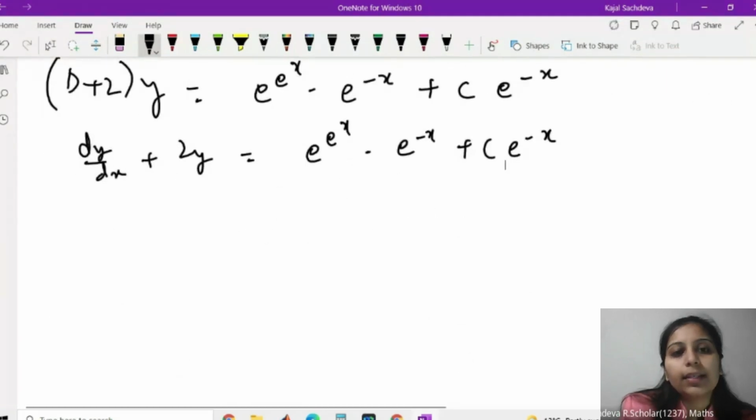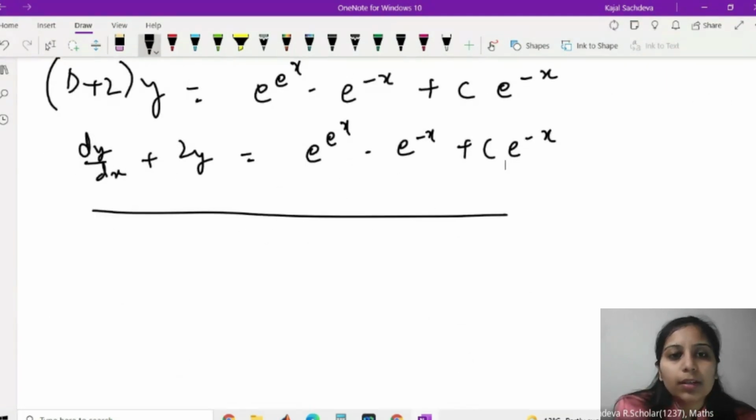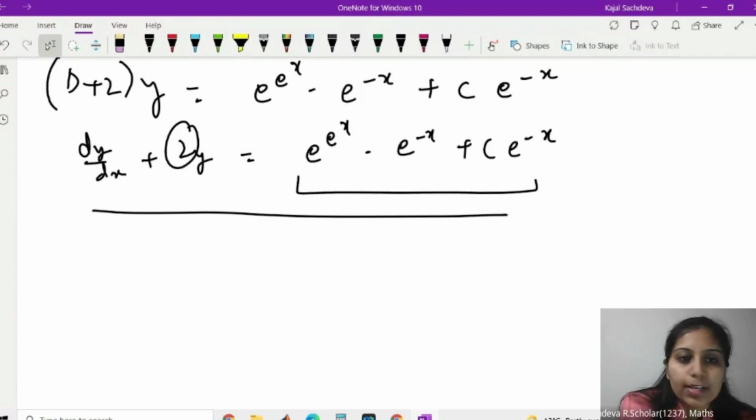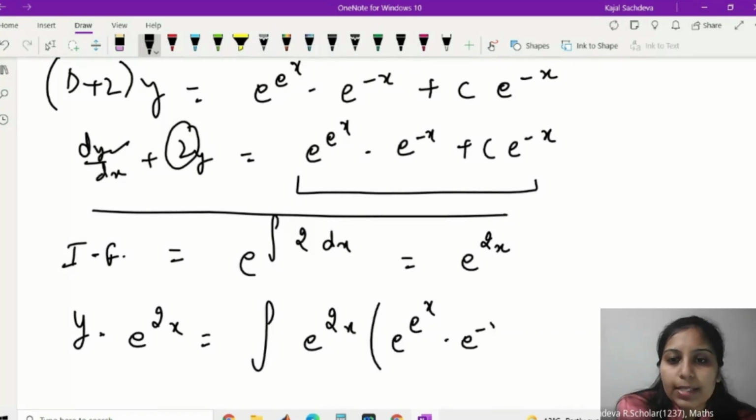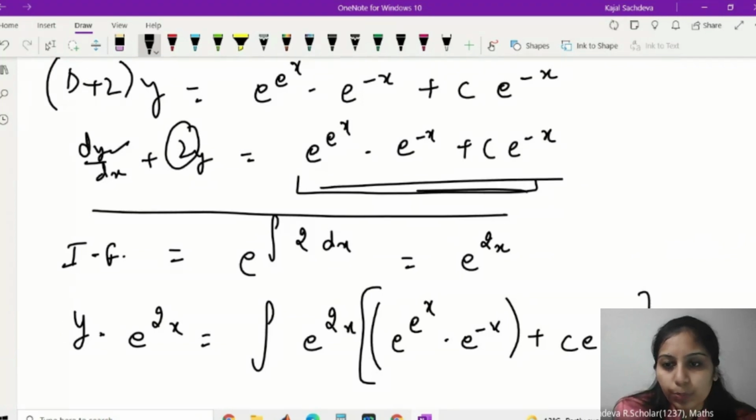So this is again a linear differential equation of first order. Here this time P is equal to 2 and the whole right side is Q. Q is some function of x. So again the integrating factor is e raised to integration P dx, which is e raised to power 2x, and the solution is y into integrating factor is integrating factor into Q, e raised to power x, e raised to power minus x, plus c e raised to power minus x, the whole is Q, dx, plus this time constant c1.